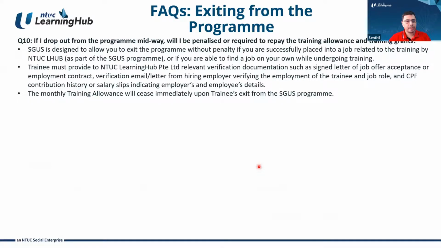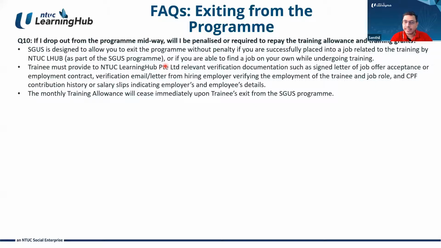Okay, next question. If I drop out from the program midway, will I be penalized or required to repay the training allowance and training grants? Okay, so the beauty of this SGUnited Skills program is that it's designed to allow you to exit the program without any penalty if you are successfully placed into a job related to the training that you attend, regardless of whether you find a job on your own or through NTUC Learning Hub's assistance. Okay, so as long as you find a job, let's say in month 3 or month 4, you can exit the program immediately without any penalty.